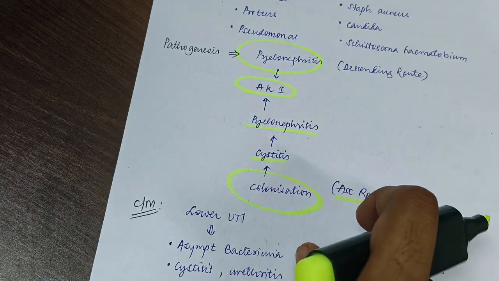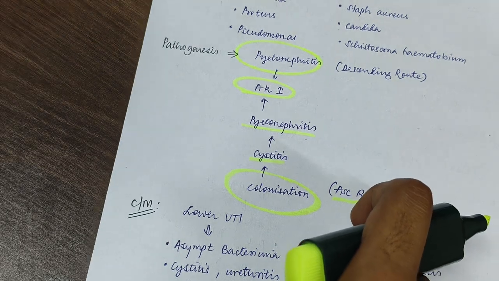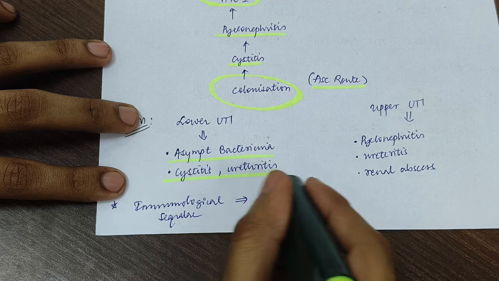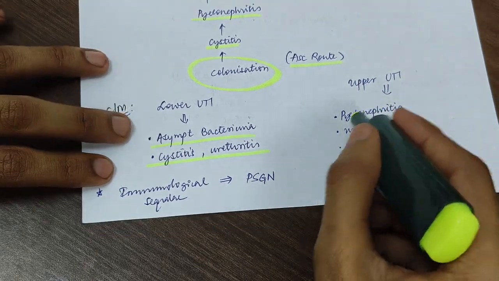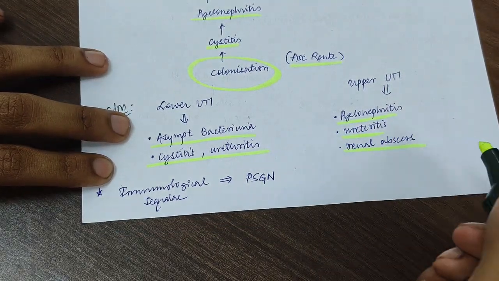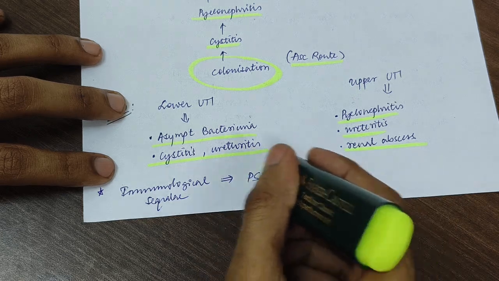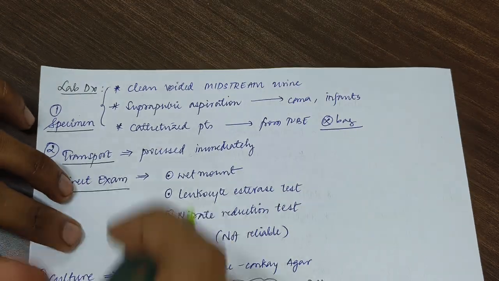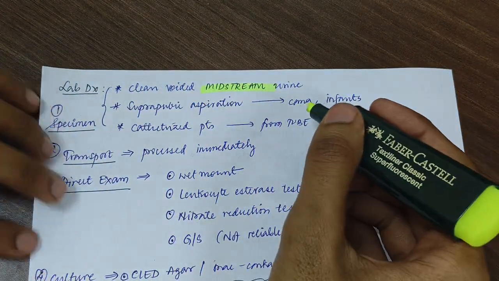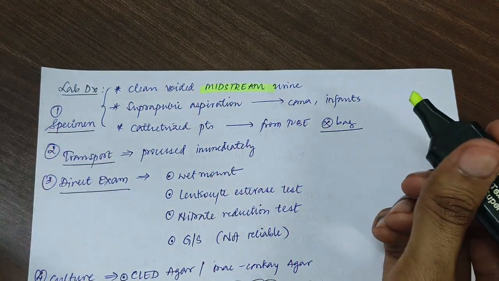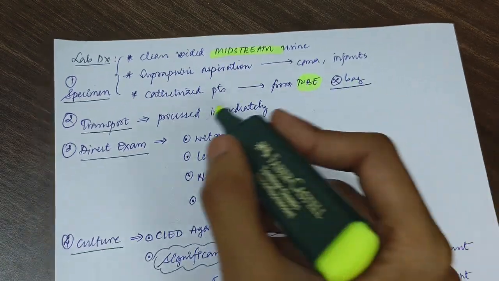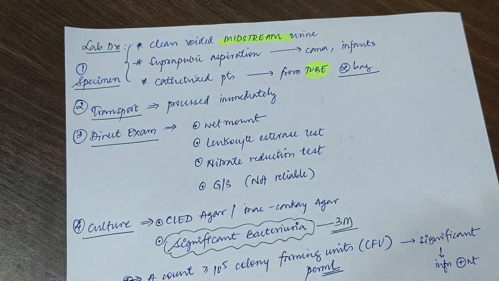Clinical manifestations of this particular disease. Lower UTI will be having asymptomatic bacteriuria with cystitis and urethritis, whereas upper UTI, pyelonephritis, urethritis and renal abscesses. Treatment and the immunological sequelae will be PHGM. Lab diagnosis is again clean void midstream urine is collected, suprapubic aspiration is done in coma and infants, and catheterized patients you are going to take it from tube, not from the bag, transported and processed immediately.